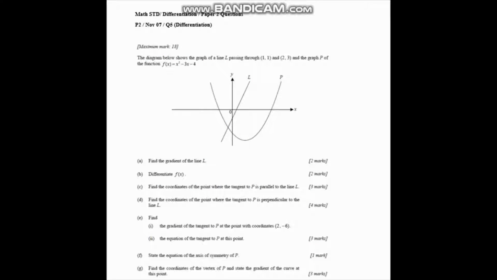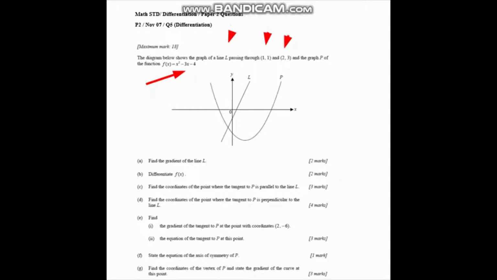I shall now tackle paper 2, November 2007, question 5. Kindly take a minute, attempt to solve, and the answer shall follow through shortly. So you are given the diagram of a curve and a line. You are told that the line L passes through points 1, 1 and 2, 3, and that the graph P has a function f of x equals x squared minus 3x minus 4.